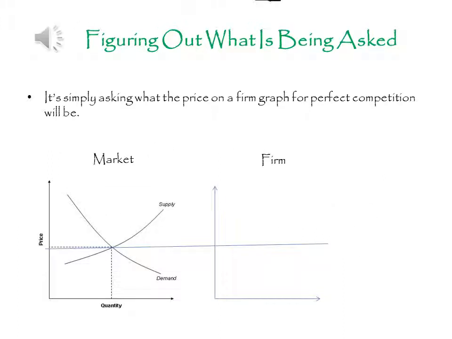With any question that has big words and seems really complicated, I like to break it down and take it in steps. The best thing to do first is to try to put the question in plain English. Put it into a question you can understand. Know what's being asked of you. This question is simply asking what the price on a firm graph for perfect competition will be. We know the supply and demand curves for the market, as shown in the graph. Now we must figure out the price for the market, which will therefore tell us the price for the firm.